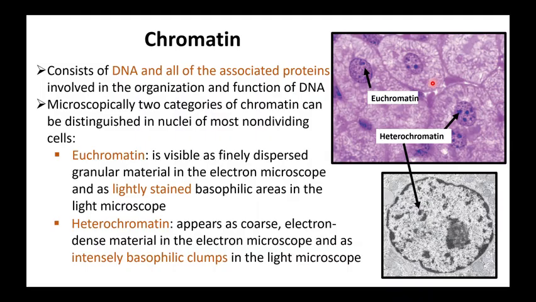Now, how does the chromatin look, how is it distinguished macroscopically? There are two varieties of it. One is called euchromatin, the other one is called heterochromatin. Euchromatin is a finely dispersed granular material in the electron microscope, and in the light microscope it appears lightly basophilic. Lightly basophilic. Okay, let's go back.